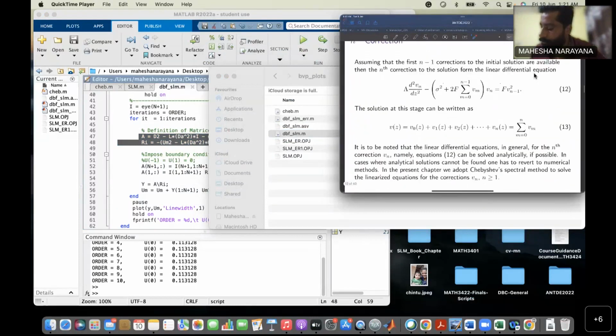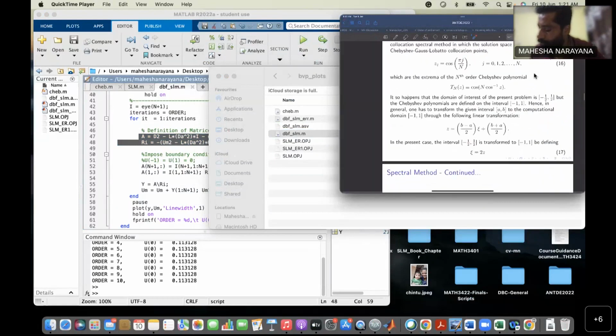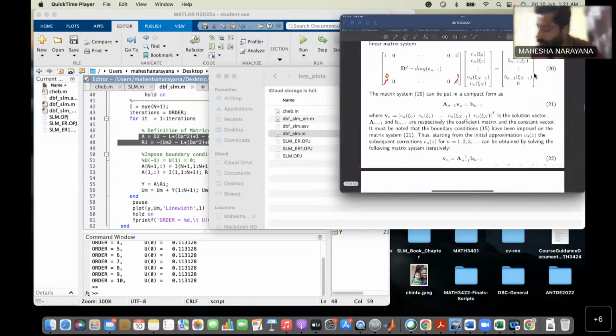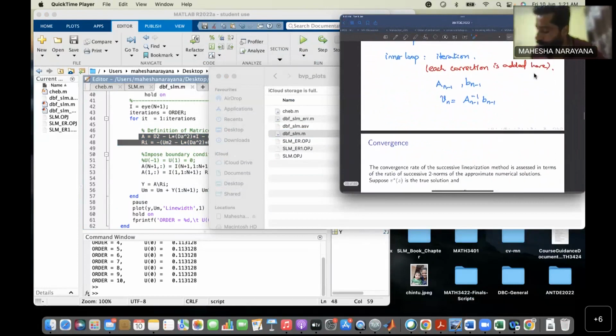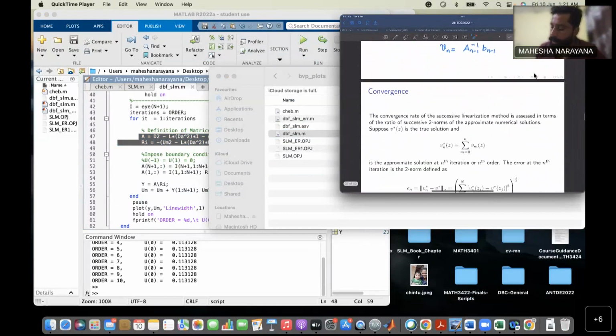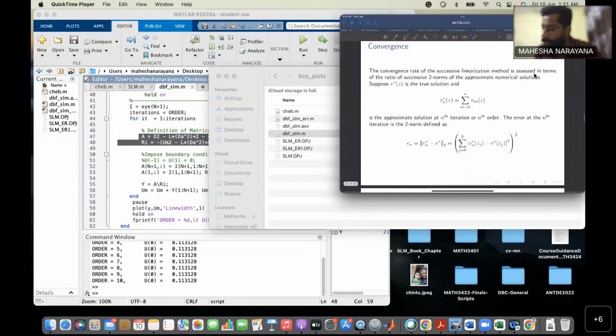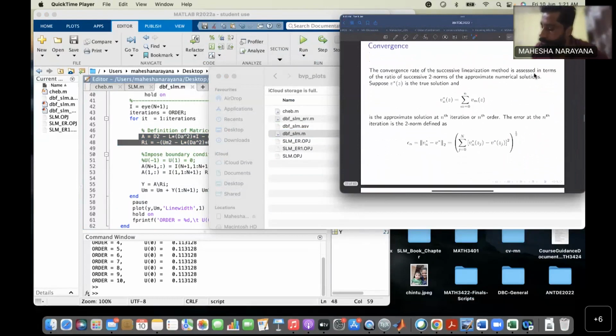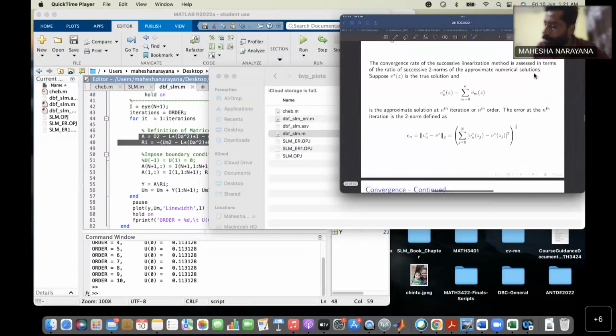Now we'll discuss some of the convergence results. We assume that the nth order solution by SLM is Vn star; it will have n corrections added to V naught. Starting from V naught, you have been adding n corrections. So that is the nth order SLM solution, denoted as Vn star.